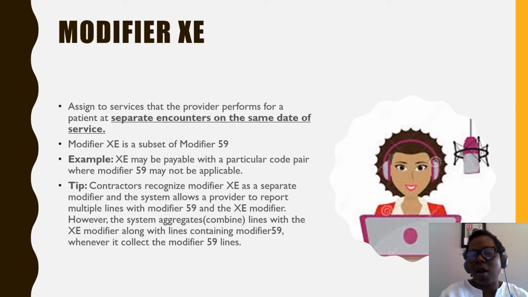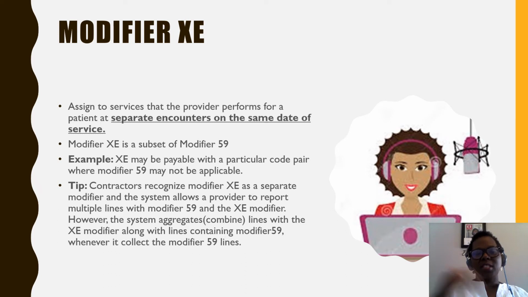Again, these are the subsets of modifier 59. So our first one here is XE. And pretty much we are to assign XE when the provider performs a service on a patient at separate encounters on the same date of service. So if I go back and use the example of the upper EGD and a colonoscopy, let's say the surgeon performed the colonoscopy at 8 a.m. and then performed the EGD at 10. And of course, this is with the same provider, okay? So that provider, or the coder for that provider, should be assigning modifier XE to the colonoscopy or the EGD, however the NCCI suggests or recommends that it should be assigned.